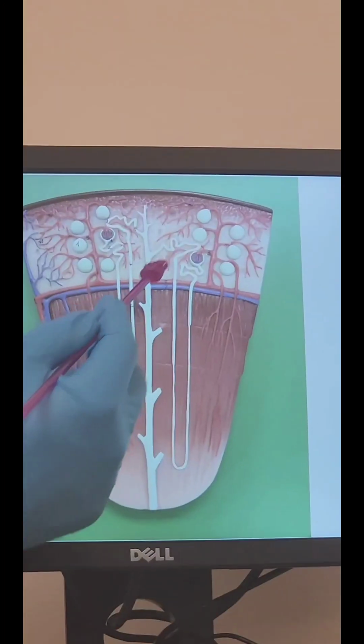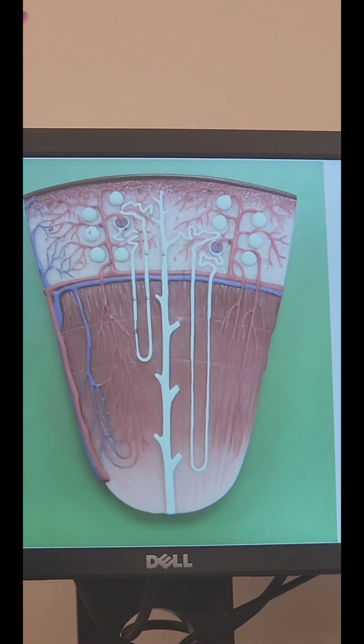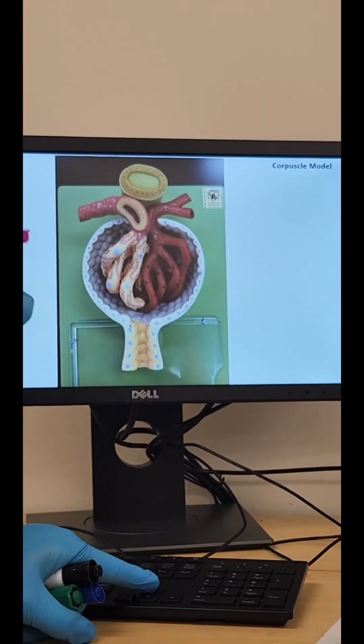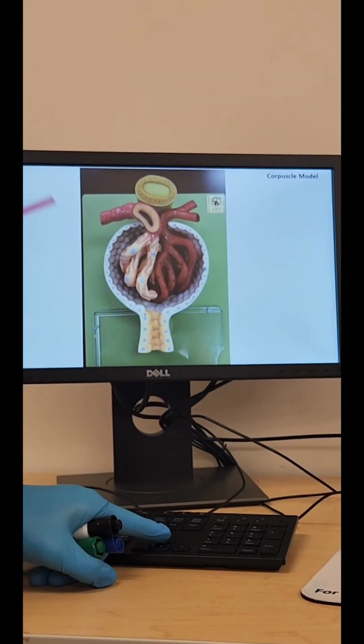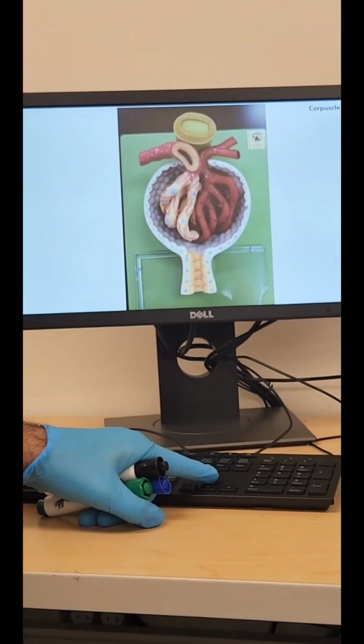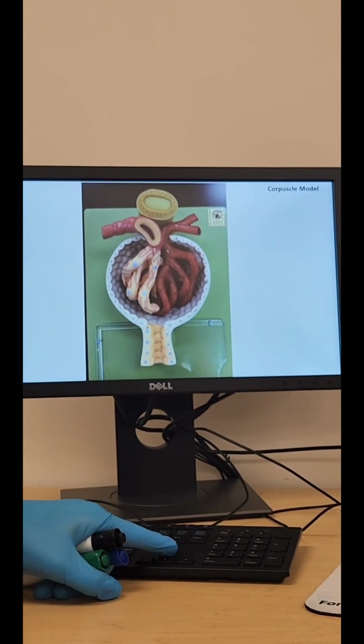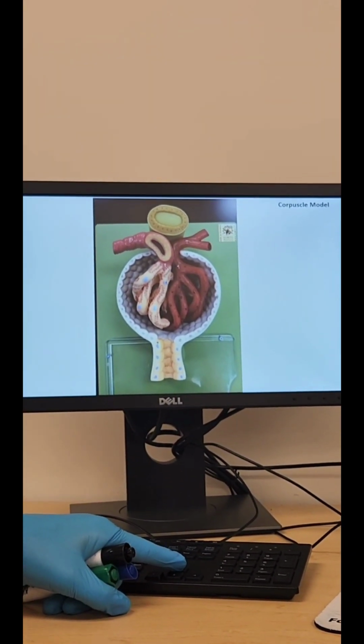On this picture, you cannot see the different layers of the capsule, the visceral or the parietal. We can see them, but you don't need to know them for the histology exam. But this is the only place you should be able to differentiate between the visceral and the parietal layers.